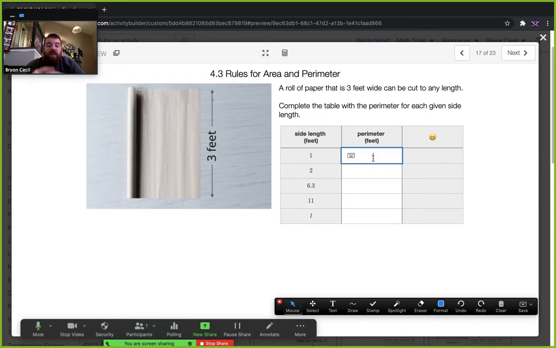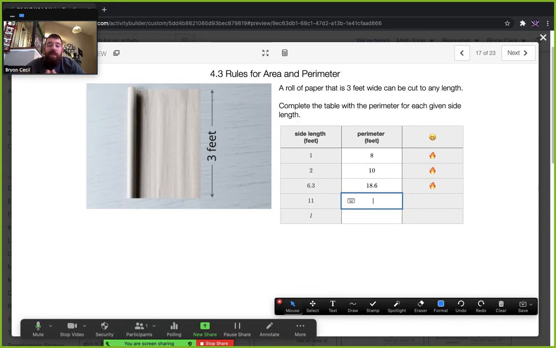So 1 plus 1 is 2. 2 plus 6 is 8. 2 plus 2 is 4. 4 plus 6 is 10. Ooh, 6.3 plus 6.3 is 12.6. 12.6 plus 6 is 18.6.